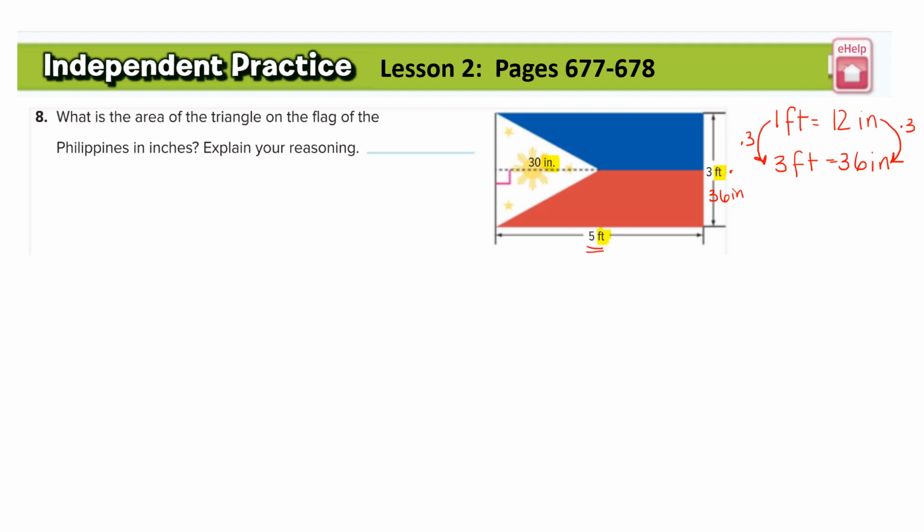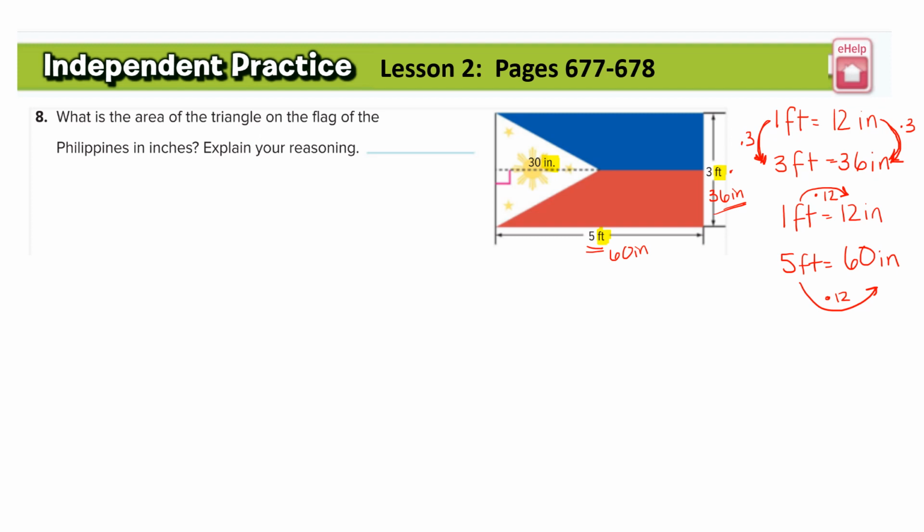And just for the heck of it, I'm going to do this one down here. We know that 1 foot equals 12 inches. 5 feet equals how many inches? Now, I went from top to bottom here, but you can also go from left to right. 1 times 12 equals 12. So 5 times 12 equals 60. So the length of our flag is 60 inches, and the width of our flag is 36 inches.